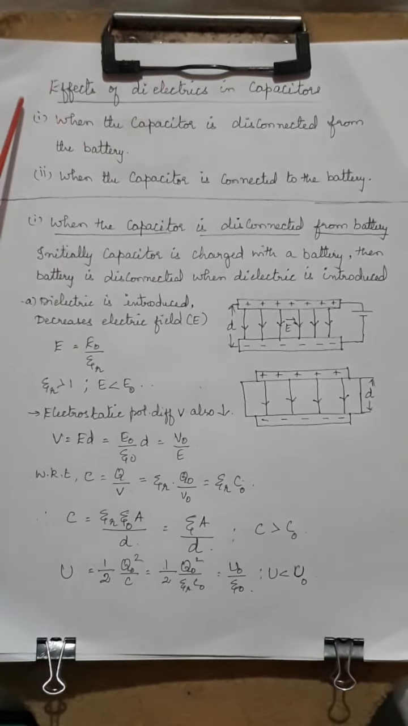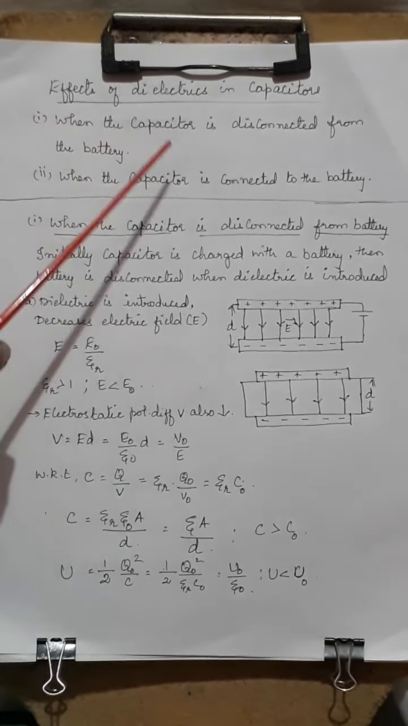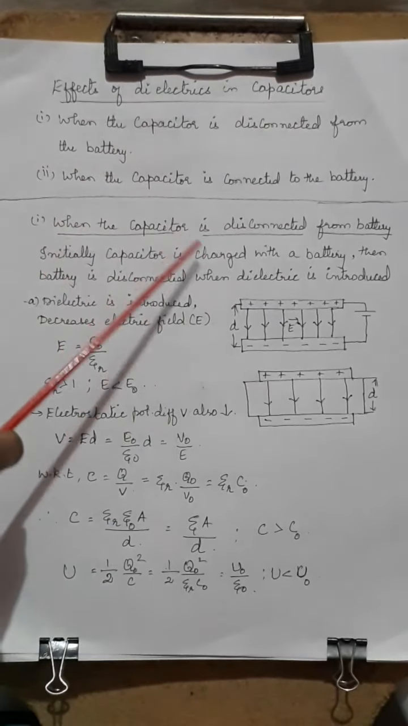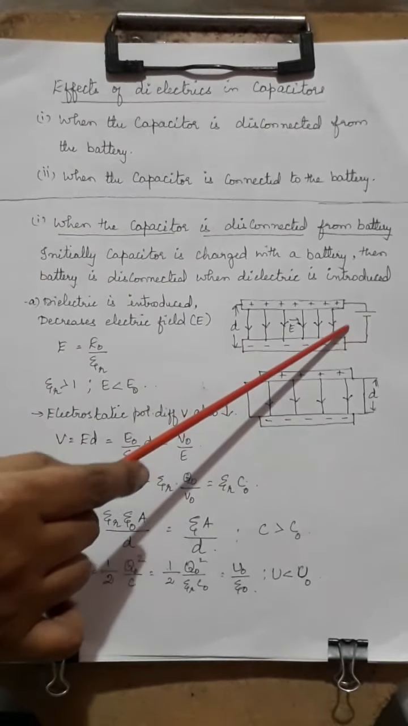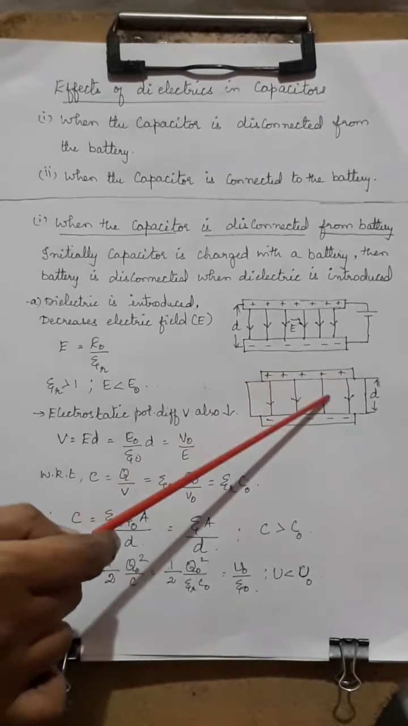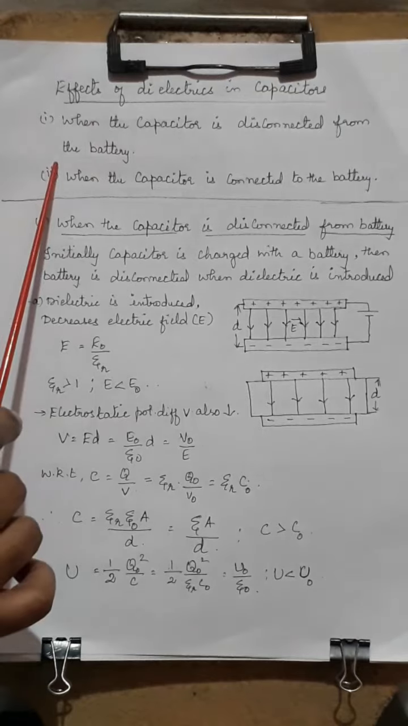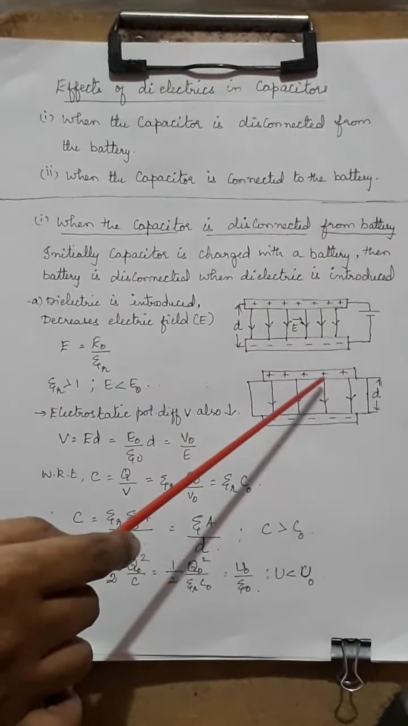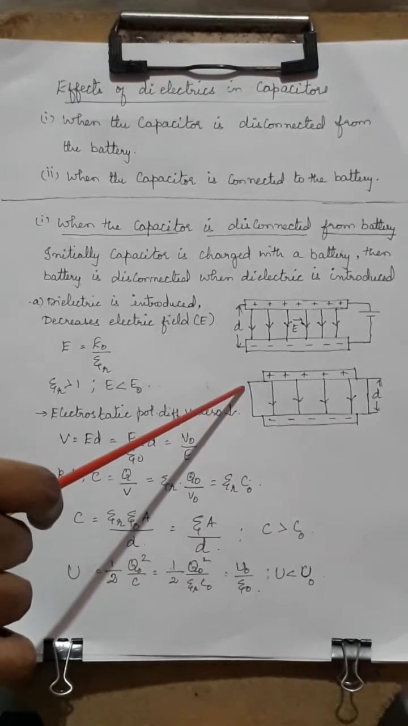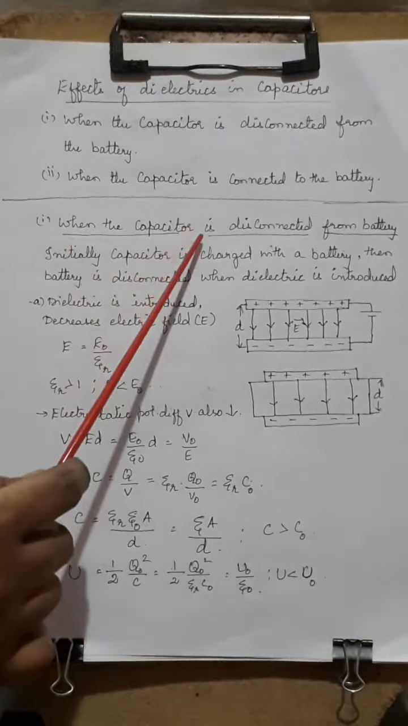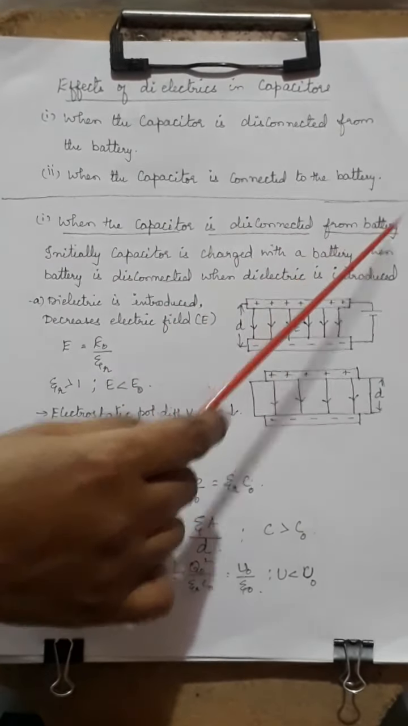So there are two effects. The first one is that the capacitor is connected with a battery and then it is disconnected once the dielectric is introduced. The next one is that the capacitor is connected to the battery even when the dielectric is introduced. So the first one will be when the capacitor is disconnected from the battery.